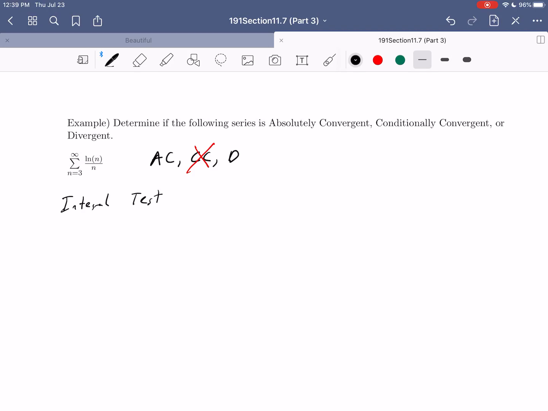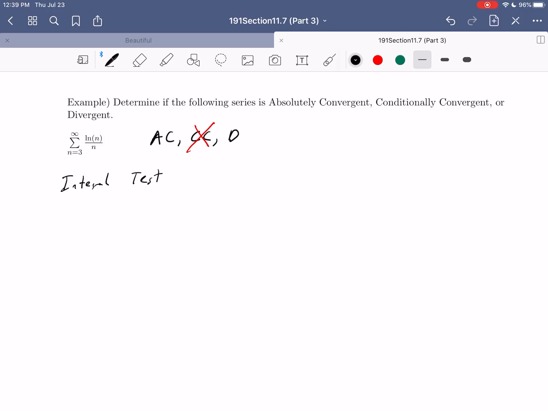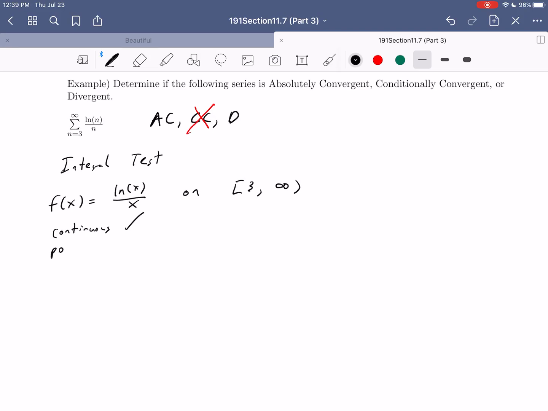Now, unfortunately, we don't get to jump right in. We have to define what the function is going to be and check the conditions. So we're going to say f of x is going to be ln x over x on the interval 3 to infinity. Okay, we've got some conditions. Continuous. Definitely, right? There's issues of continuity near 0, but we're on 3 to infinity, so we're all good. Positive. Definitely, right? x is certainly positive because it's between 3 and infinity. And ln is certainly positive because x is greater than 1.